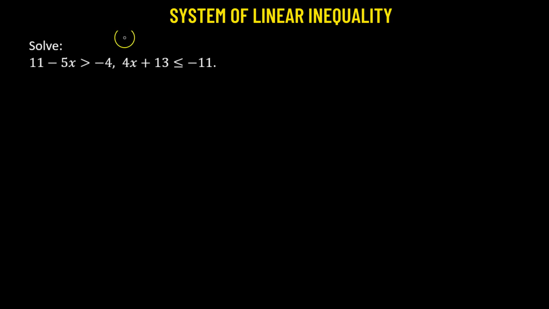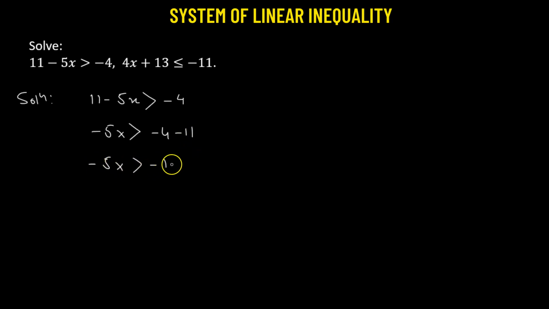Let's solve the following system of linear inequalities. So here we'll begin with the first inequality. We have 11 minus 5x, so that's greater than negative 4. So we'll transpose 11 to the right hand side to get negative 5x greater than negative 4 minus 11. We have negative 5x greater than negative 15.